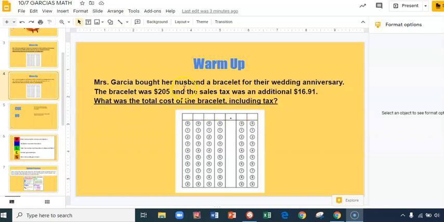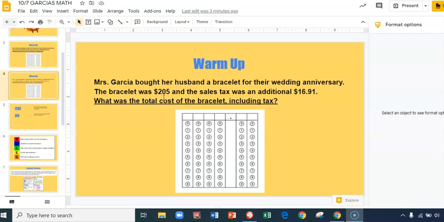Our important numbers are $205 and $16.91. Okay. We're finding the total. That means that we're going to add these two numbers together to get the total.